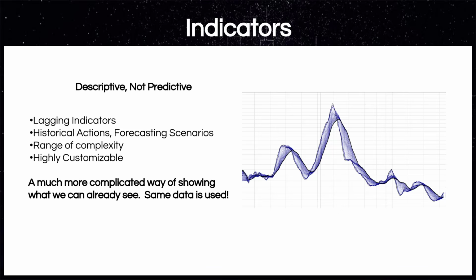So right off the start, indicators are just a complex way of representing market data. They take price information, they rework it, manipulate it, change it, and they find new and interesting ways to visualize it.